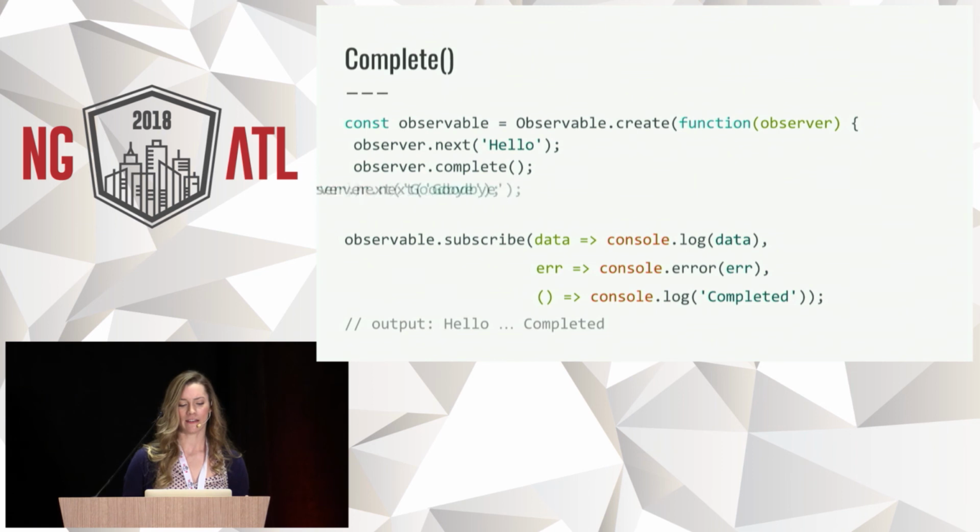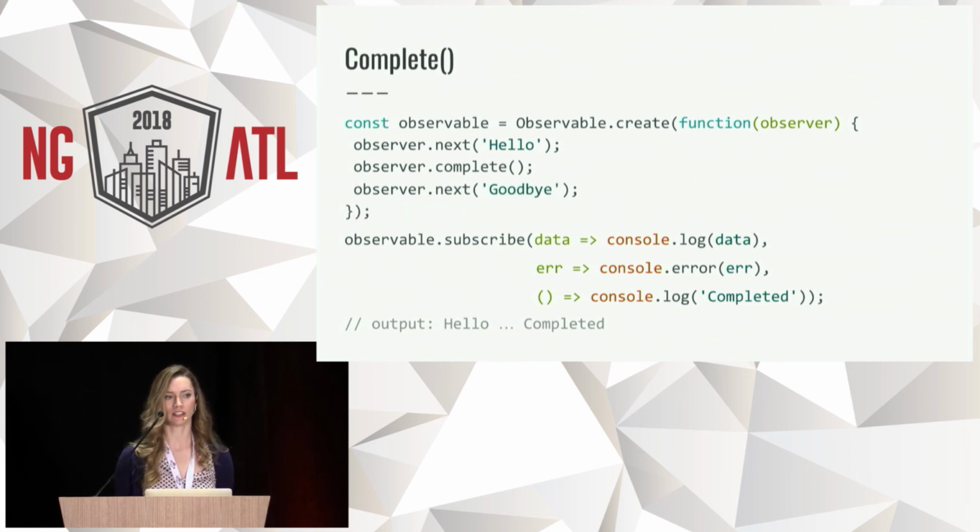Like error, if we tried to pass in more data, we'd never even see that. So it's important to remember that once your observable is complete, you're not going to see any more data emitted out of it.